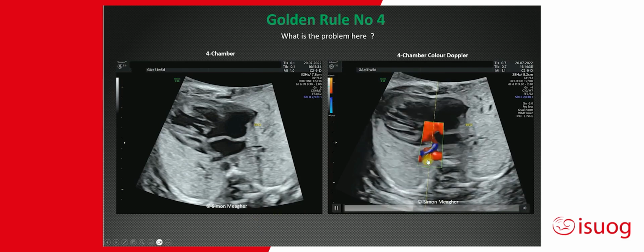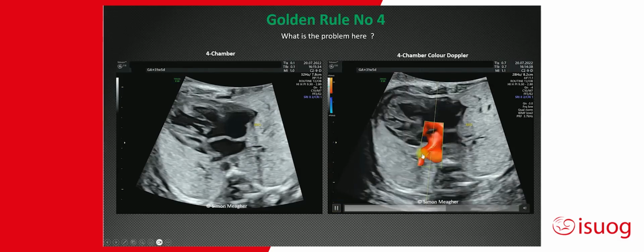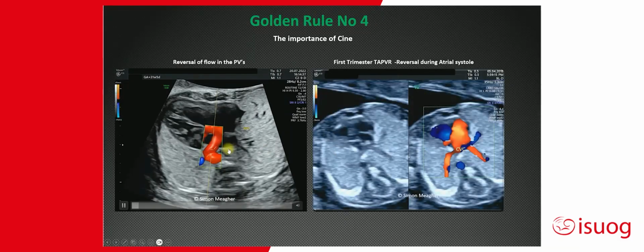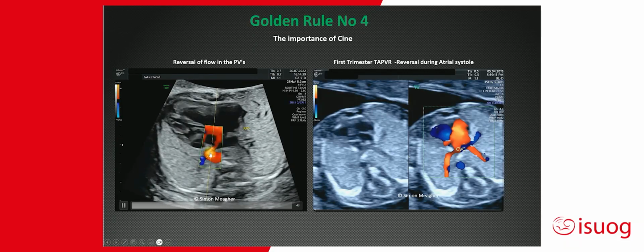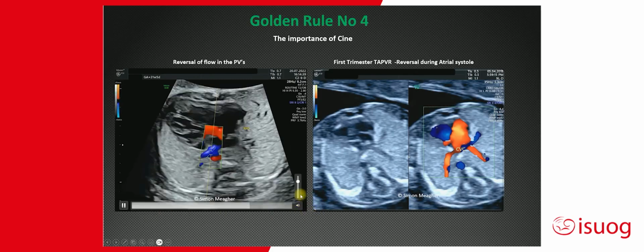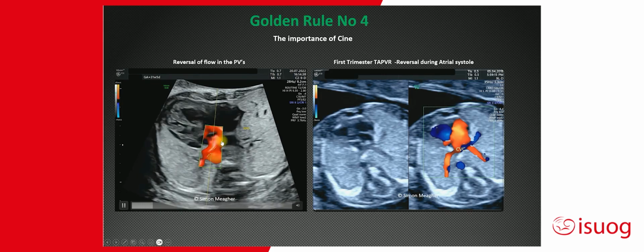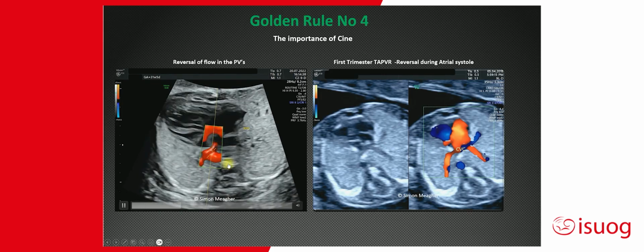When I look on color Doppler examination, you may not appreciate that there's bidirectional flow across the pulmonary veins. So what do you need to do? You need to slow it down. And now you can appreciate that there's forward and reverse flow in this fetus with the restrictive foramen ovale. And when you go to pulse Doppler, you can see this reversal of flow, equal velocity. But it's only by cine loop that I actually appreciated that bidirectional flow.